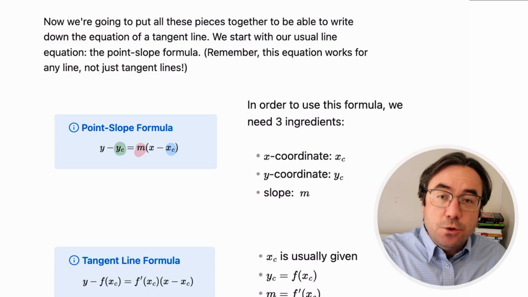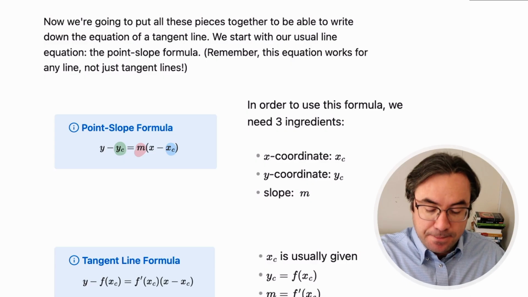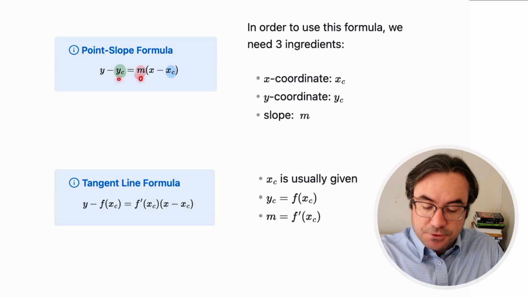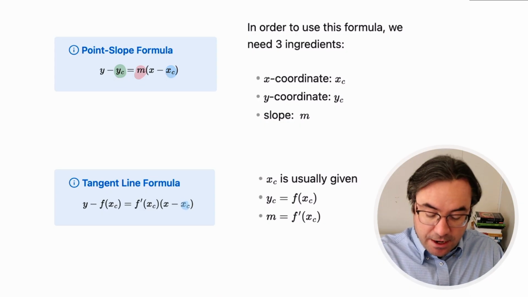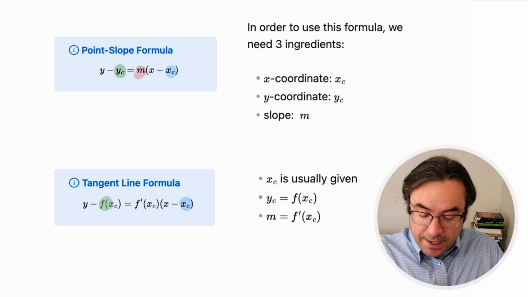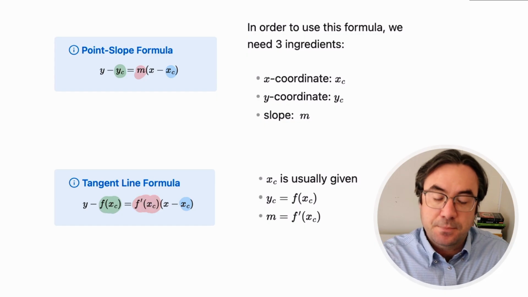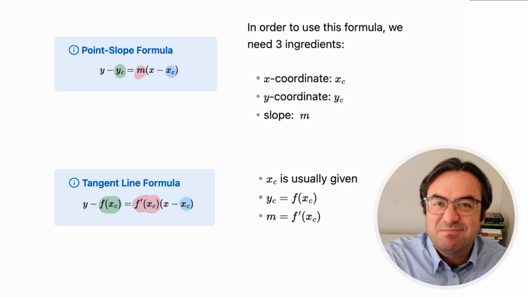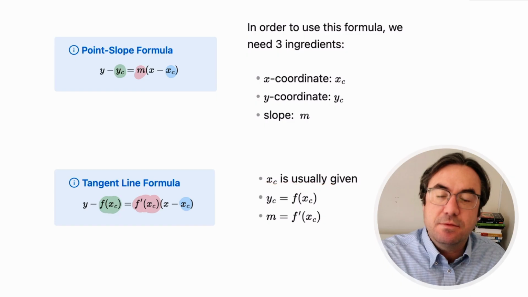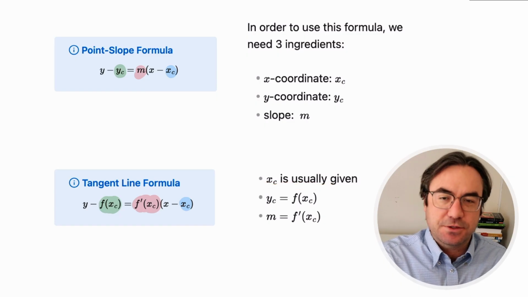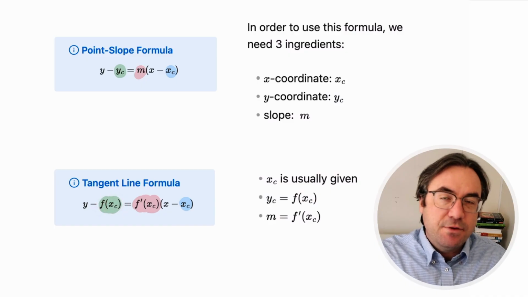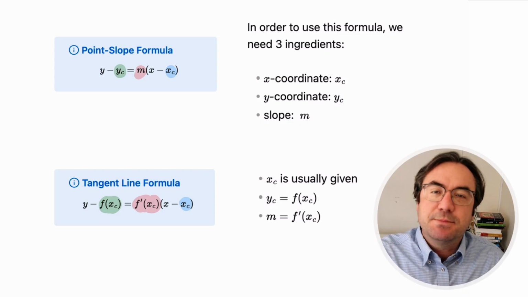Now, when we use this to get our tangent line, let's look at the pieces. We're still going to need those same three things: our x coordinate, our y coordinate, and our slope. Now, the x coordinate stays the same. Usually we're given the x coordinate or we're given information about the x coordinate. Now, sometimes we might not be given the y coordinate. Sometimes we will, but sometimes we won't.